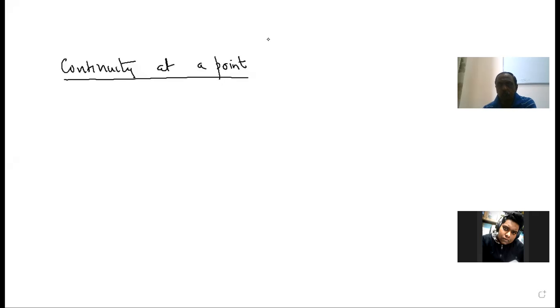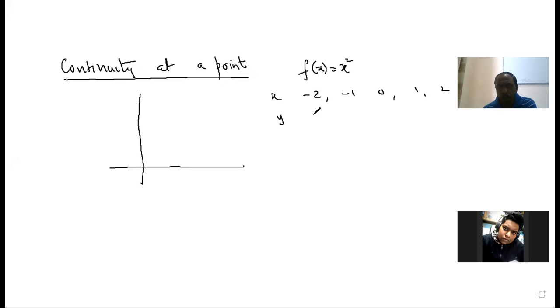See, if I draw the graph of a function, do you know how to draw the graph of the function f of x is x square? I explained to you in this function chapter. Put x as -2, -1, 0, 1, 2. Corresponding value of y will be 4, 1, 0, 1, 4. Correct? You agree with this? Yes, sir.